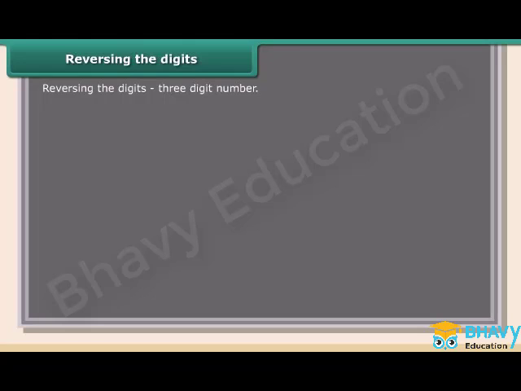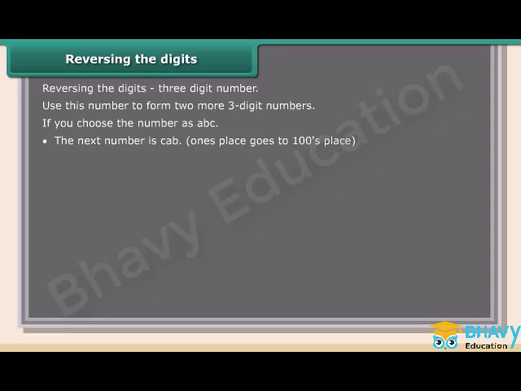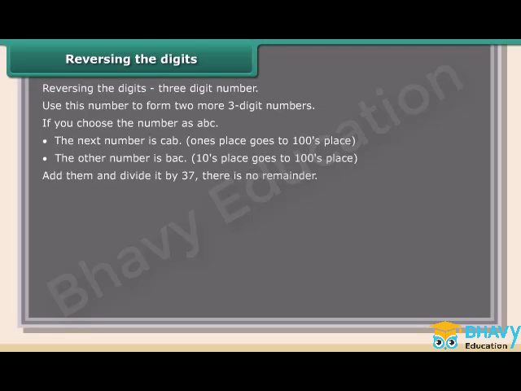Reversing the digits of a three-digit number. Use this number to form two more three-digit numbers. If you choose the number as ABC, the next number is CAB. The one's place goes to the hundreds place. The other number is BCA. The tens place goes to the hundreds place. Add them and divide it by 37.